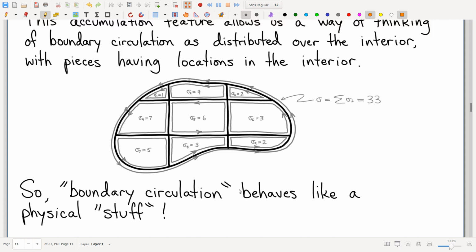Yeah? I'm a little confused because it feels like it's accumulating here. Before it was like crossing out. So what distinguishes this from the previous? Yeah. No, it's the same.